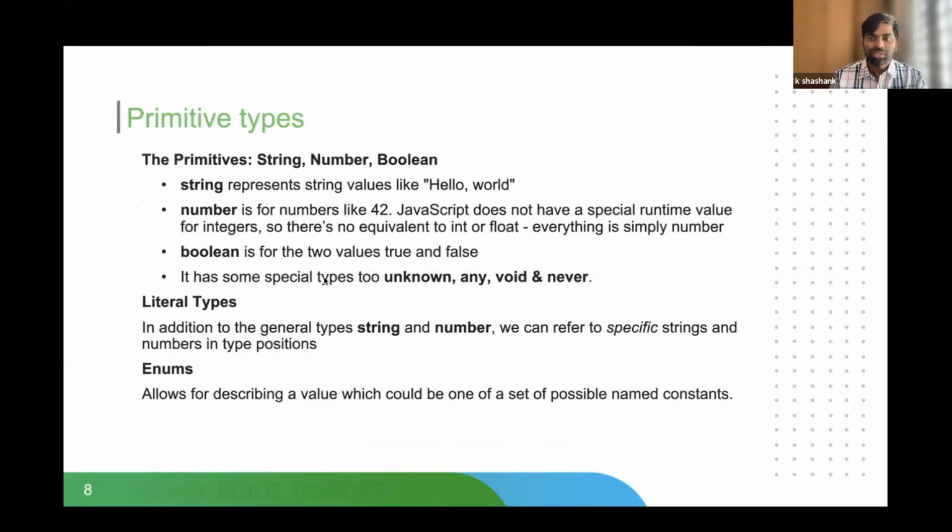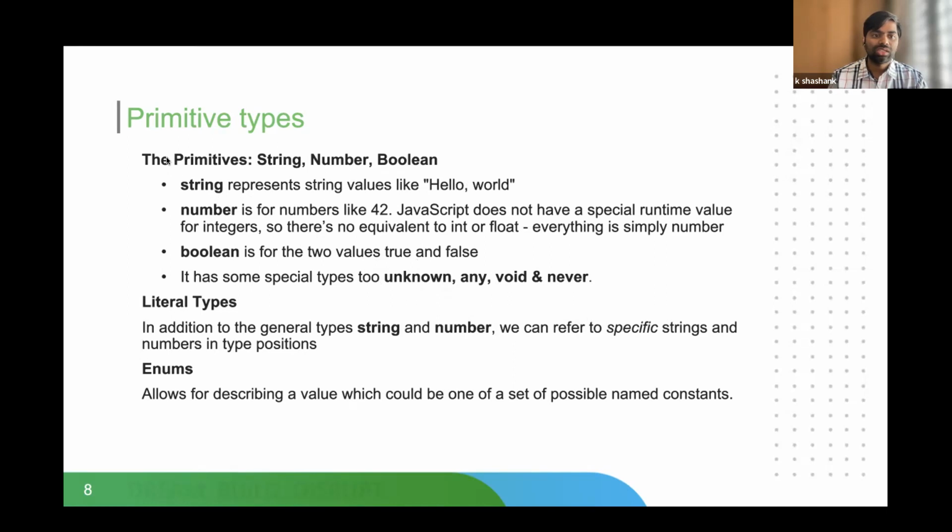What are the data types that are available? Like in JavaScript, we have primitives, objects, arrays and so on. But TypeScript also has some special data types like unknown, any, void, and never, which we will go through. The basic types string, number, and Boolean are similar to JavaScript and describe themselves. String is a string, number is any number, and Boolean is true and false.